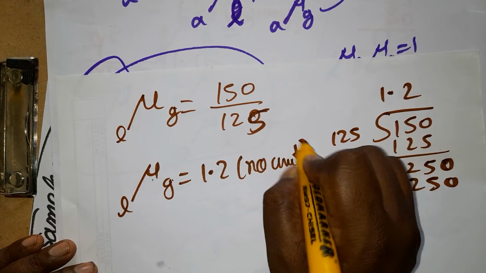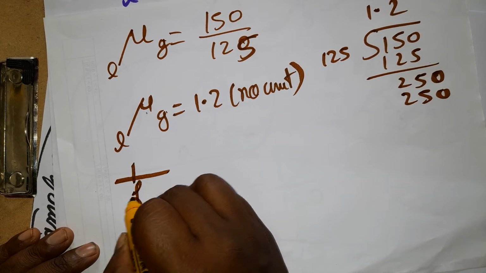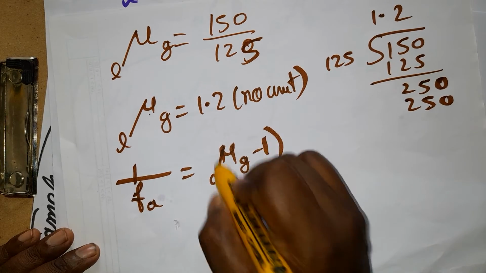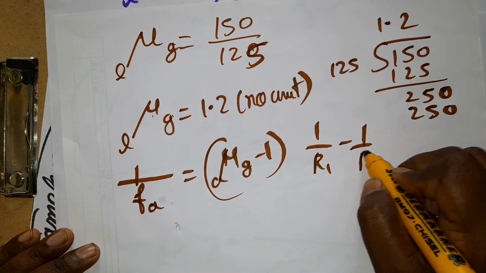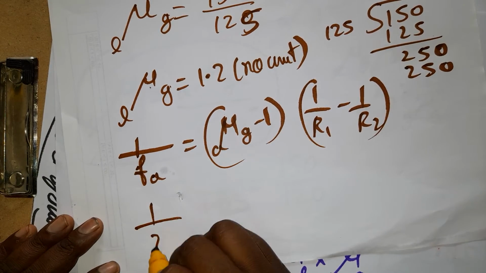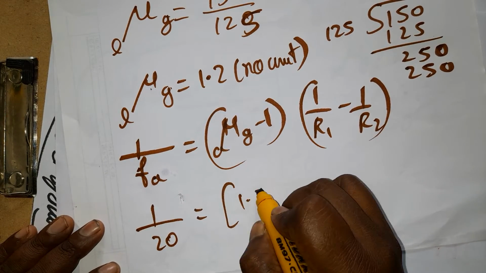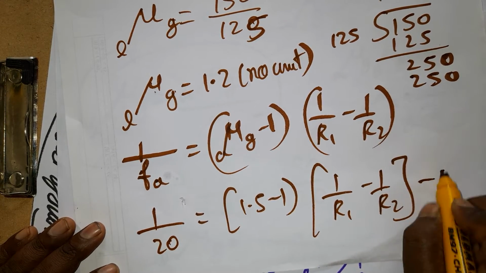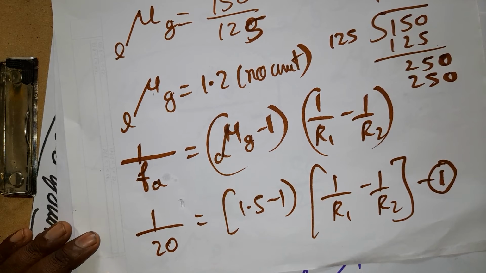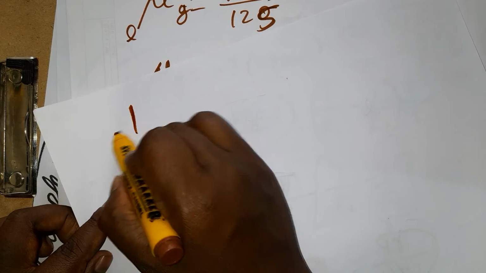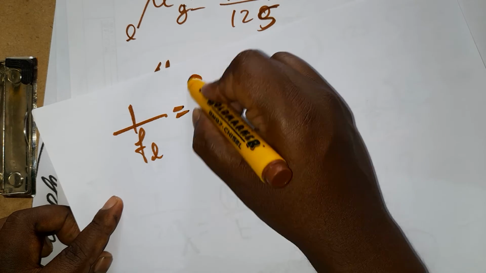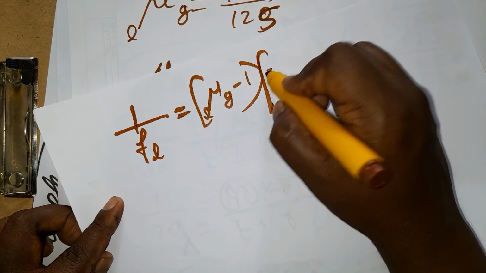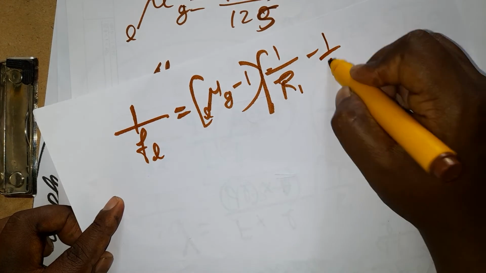Now we'll start the problem. See the first equation: the focal length of air, 1 divided by f is equal to the refractive index of A to G minus 1, into 1 divided by R1 minus 1 divided by R2. This is equation 1. 1 divided by 20 is equal to, this is 1.5 minus 1, into 1 divided by R1 minus 1 divided by R2. It is equation 1. Now I am going to teach you how to do it with equation 2. Equation 2: 1 divided by the focal length of liquid is question mark. It is going to be the refractive index of liquid to glass minus 1, into 1 divided by R1 minus 1 divided by R2.